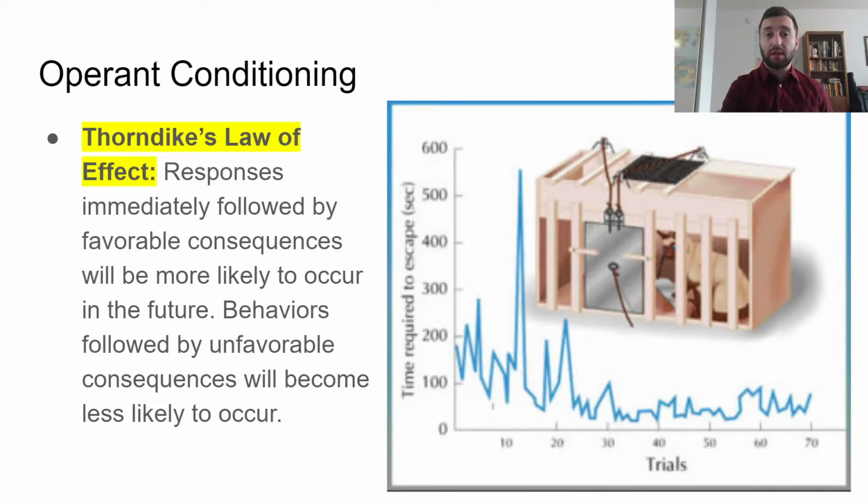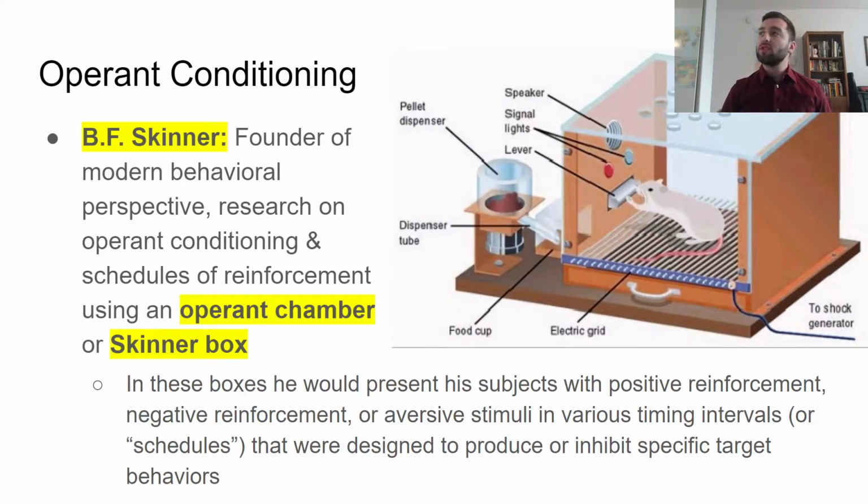So when I do something and something bad happens to me, I'm less likely to do it again. So we basically see the same thing. It's all about rewards and punishment and increasing or decreasing certain behaviors. So that's going to lead us to B.F. Skinner. B.F. Skinner is the founder of the modern behavioral perspective. He is very, very important.